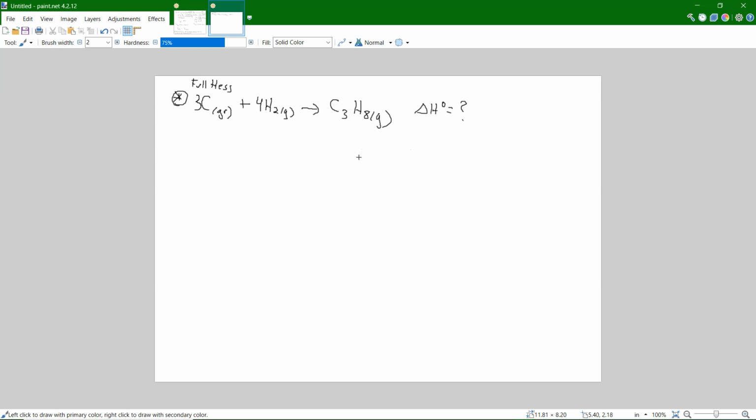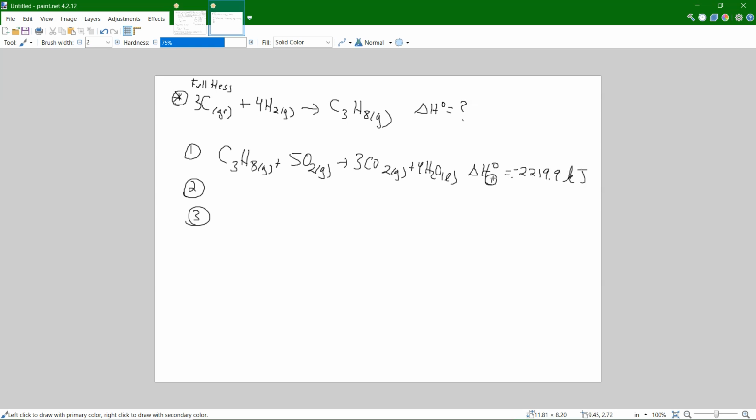So suppose I have the following information. I've got 3 equations: equation 1, equation 2, and equation 3. One has C3H8 gas plus 5 O2 gas goes to 3 CO2 gas plus 4 H2O liquid. And delta H naught 1 is minus 2219.9 kilojoules. So you're given that equation.